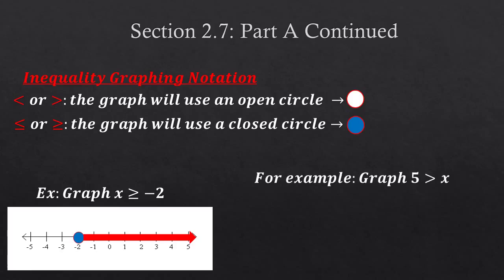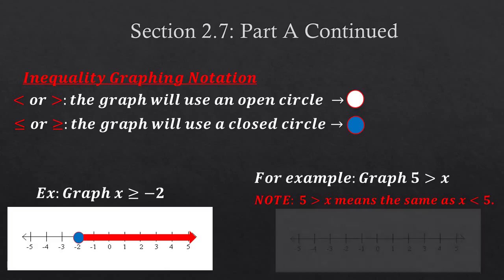Graph 5 is greater than x. Note, 5 is greater than x means the same as x is less than 5. Here, the problem was not changed. The inequality sign is still pointing to the x. We do this because you should read from the variable first. So therefore, rewriting the expression puts the variable on the left and the number on the right. So now that actually really truly says x is less than 5.